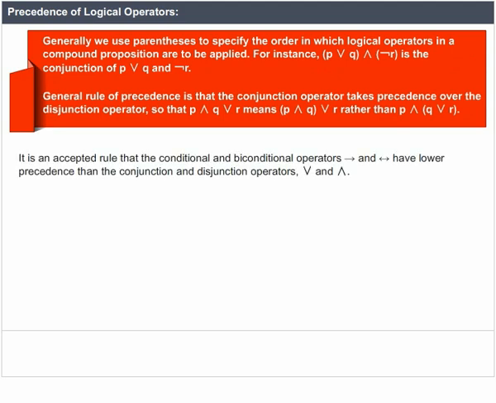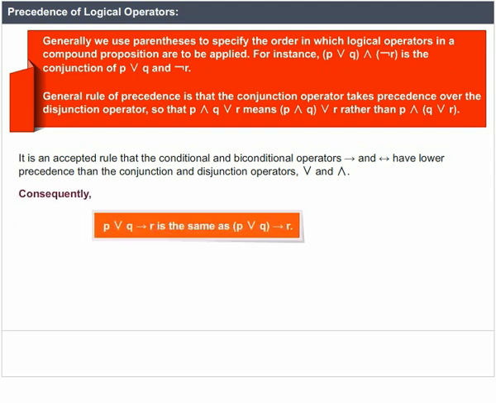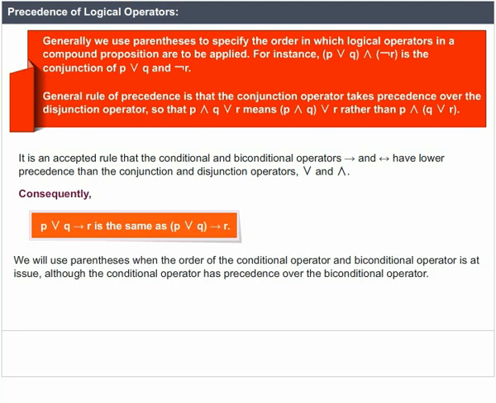It is an accepted rule that the conditional and biconditional operators, implies and if and only if, have lower precedence than the conjunction and disjunction operators, and and or. Consequently, P or Q implies R is the same as (P or Q) implies R. We will use parentheses when the order of the conditional operator and biconditional operator is at issue, although the conditional operator has precedence over the biconditional operator. The table displays the precedence level of the logical operators: negation, and, or, implies, and if and only if.